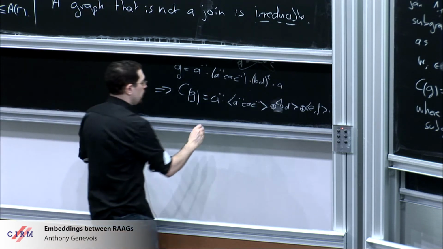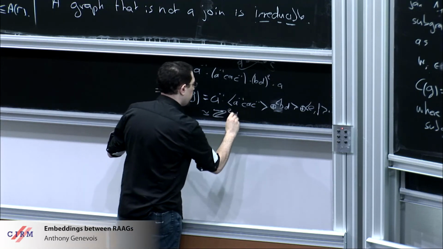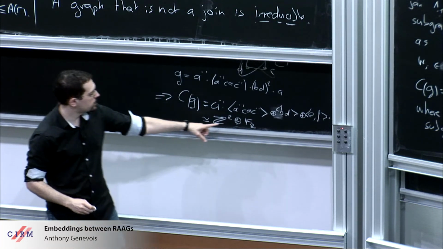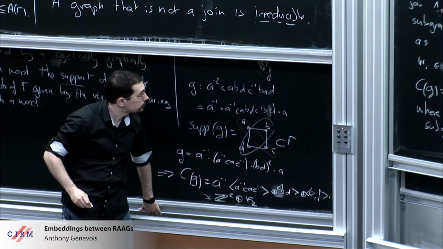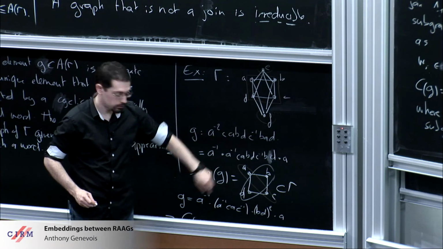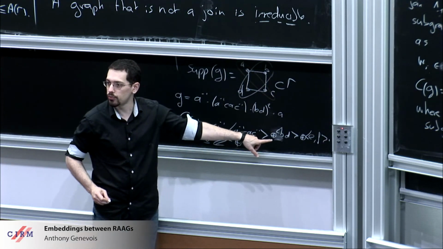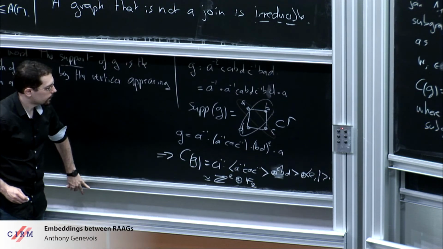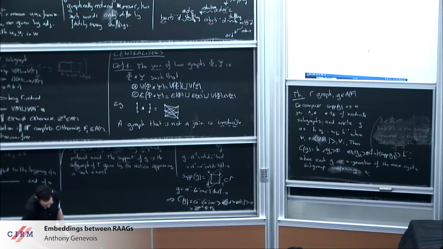In particular, it is isomorphic to Z square and F2. F2 is given by the subgroup generated by E and F. E and F are not adjacent, so they generate a non-abelian free subgroup. And you have the sum of two cyclic groups, so it's a Z square.